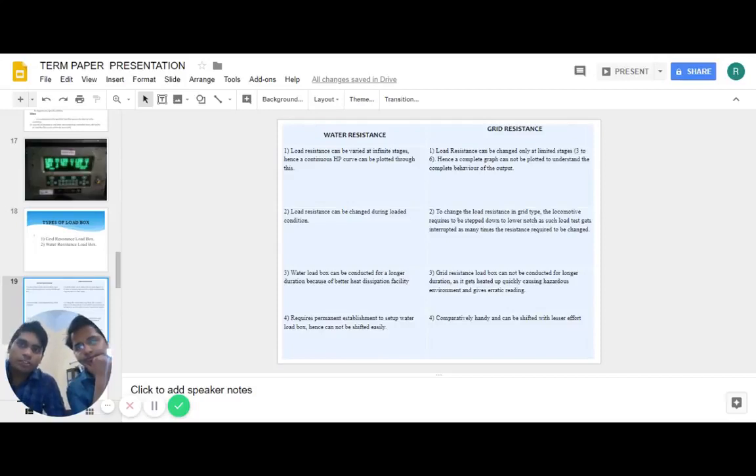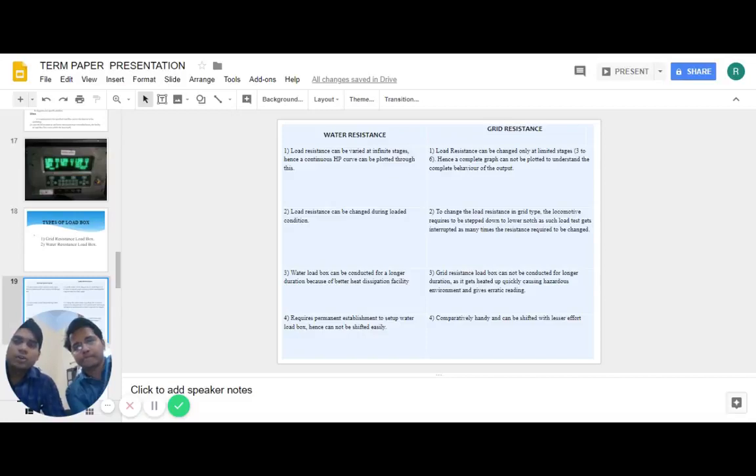Water resistance load box testing: load resistance can be varied at infinite stages. Hence, a continuous HP curve can be plotted through this. In grid resistance, load resistance can be changed only at limited stages, 3 to 6. Hence, a complete graph cannot be plotted to understand the complete behavior of output. In water resistance, load resistance can be changed during loaded condition. In grid resistance, to change the load resistance, the locomotive is required to be stepped down to lower notches, the load test is interrupted and many times the resistance is required to be changed.